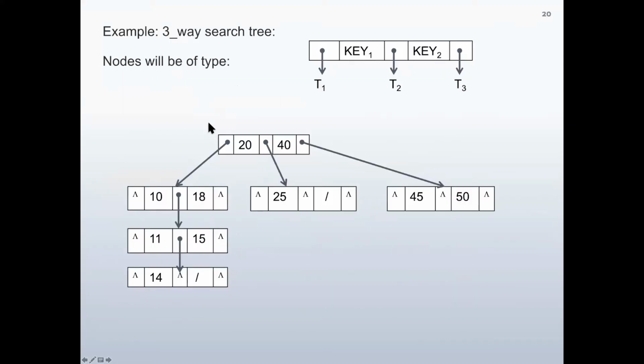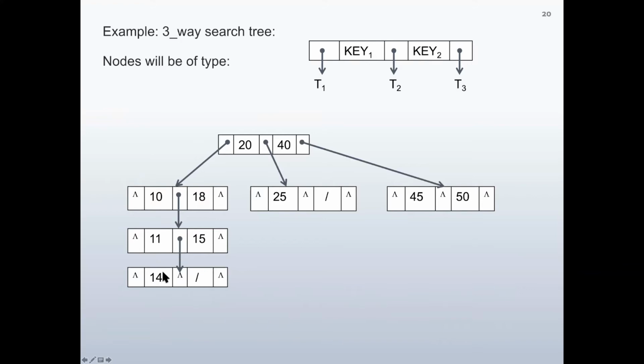As an example, consider a three-way search tree. Therefore, in a node, we have two key fields and three link fields. This is an example case. In the root, we have key values 20 and 40. In this subtree, we expect all the key values to be smaller than 20. If we check this node, here 10 and 18, which are less than 20. And here we have a link connected to that node. Key values are 11 and 15, which are between 10 and 18. And here we have a link to another node.